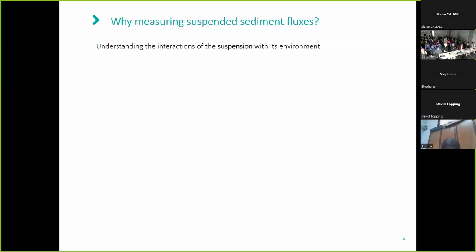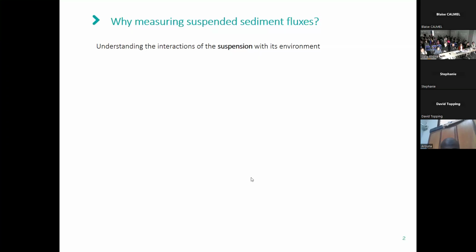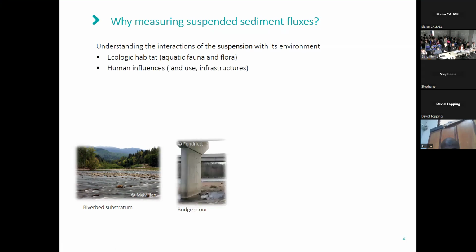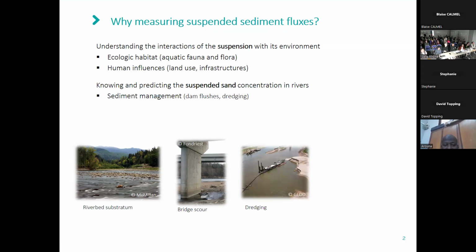the interactions of the suspension with its environment, for example, in relation to ecologic habitat, such as aquatic flora and fauna, or as well human influences like land use or infrastructures. Therefore, they need to know and to predict the suspended sand concentration in rivers, notably in relation to sediment management, like dam flushes or dredging operations.